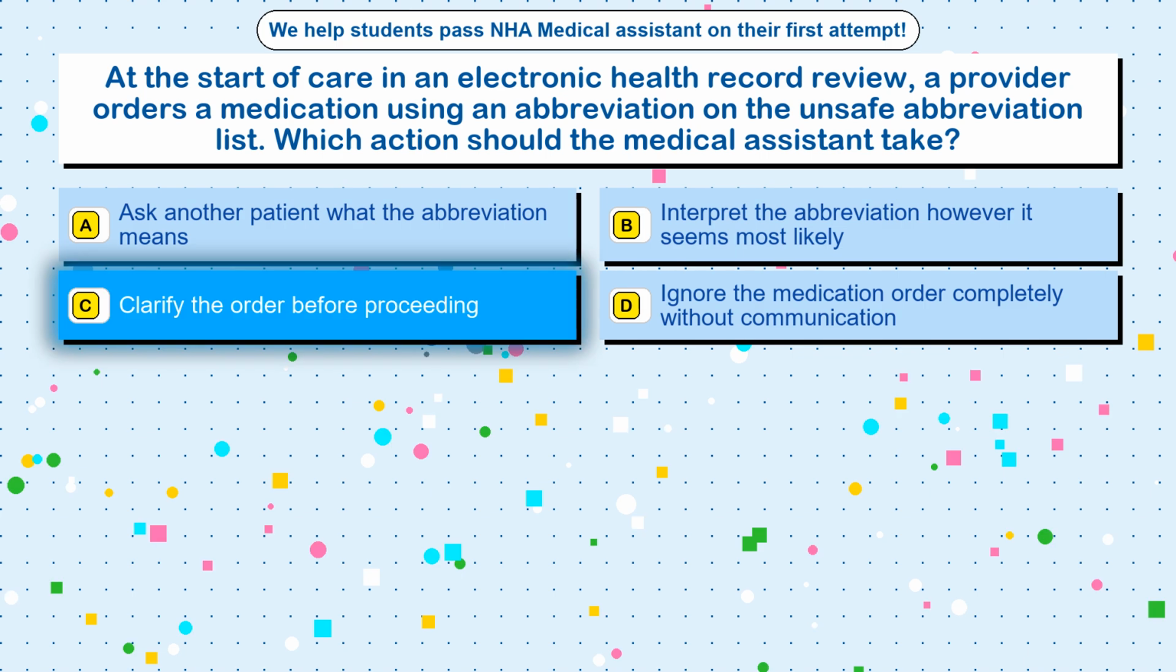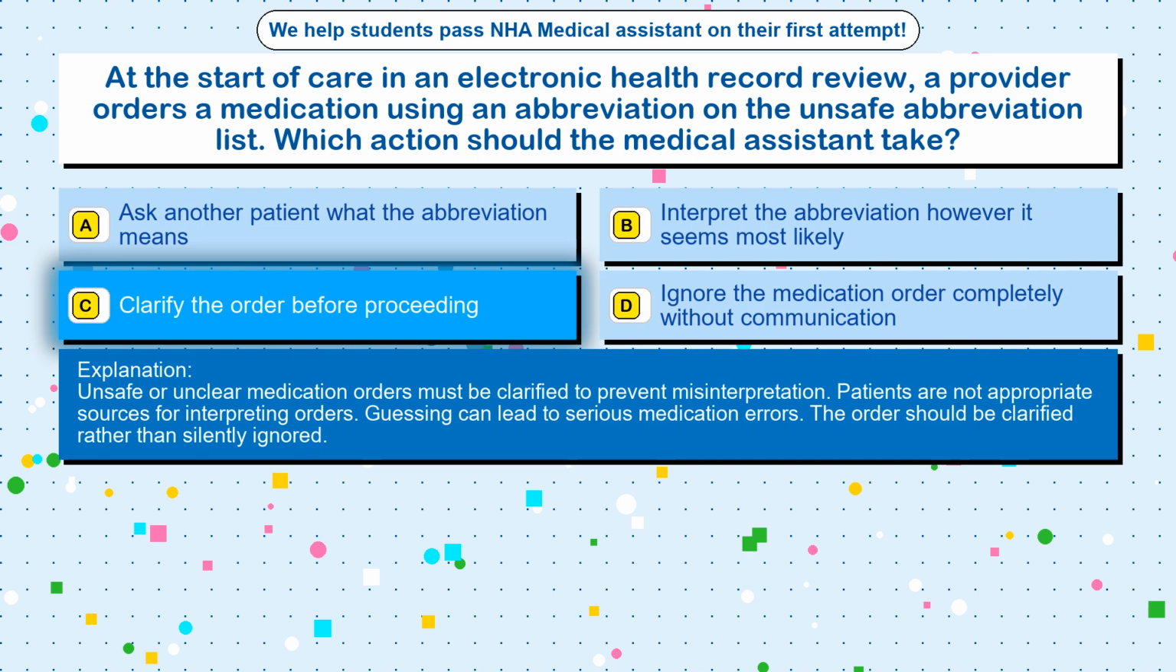The correct answer is option C. Clarify the order before proceeding. Unsafe or unclear medication orders must be clarified to prevent misinterpretation. Patients are not appropriate sources for interpreting orders. Guessing can lead to serious medication errors. The order should be clarified rather than silently ignored.